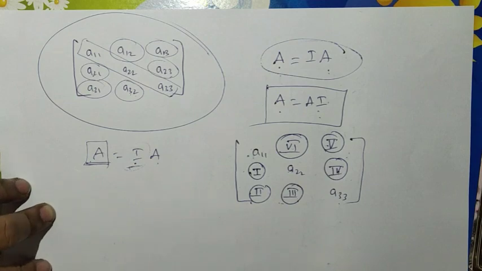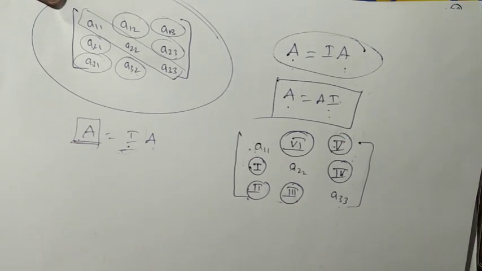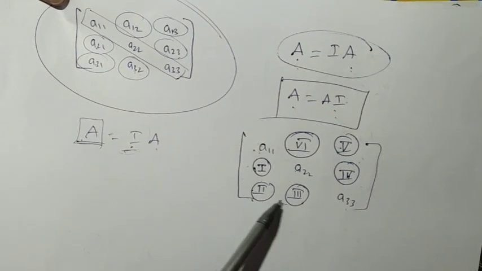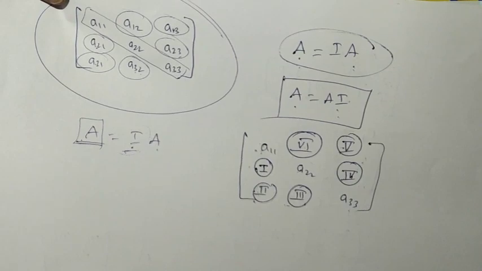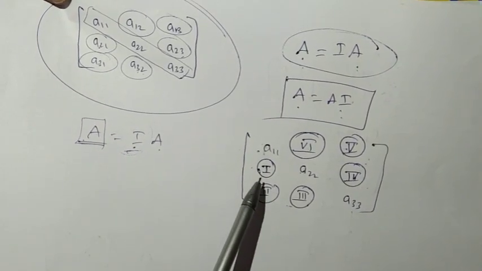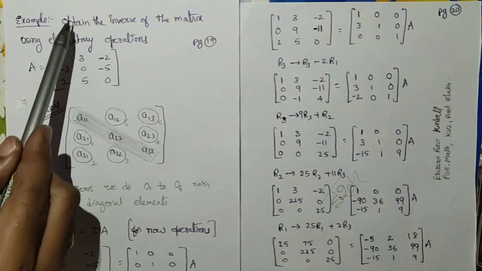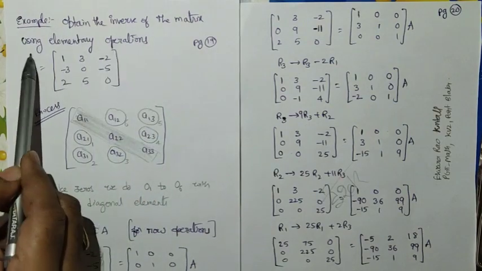So let us take one great example and let me explain this question. The main concentration is on making all these zeros by using row operations. Let us take an example and do that. Finding inverse. Let me take an example. Obtain the inverse of the matrix using elementary operations.